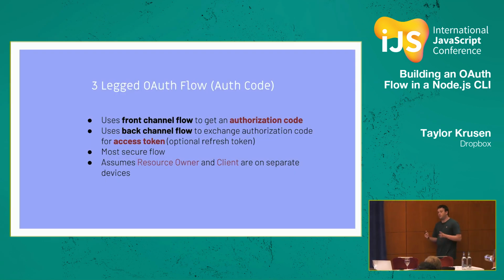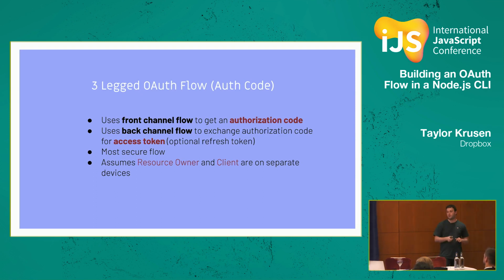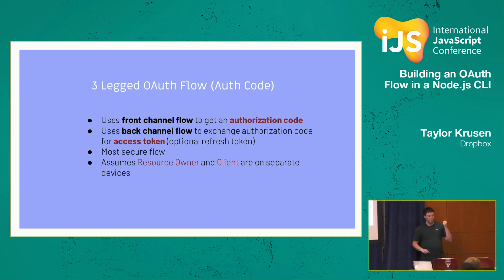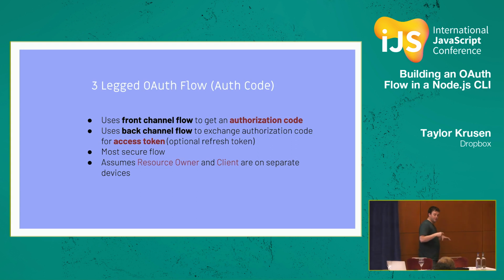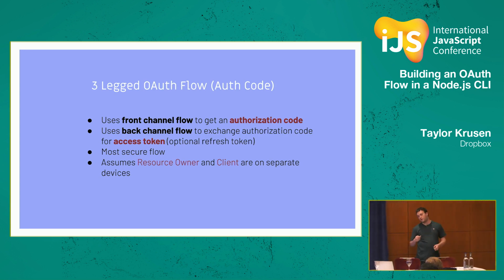So the three-legged OAuth flow uses the front channel to get an authorization code. And that is when your user says, I want to access this. Here's a consent form. Once they click authorize, that authorization code gets sent back to your server. Once it has that, then it kicks off a back channel flow where your authorization code is used to then obtain your access token. And that access token is what you're going to use to interact with that data. But as I mentioned earlier, this is the most secure flow, and it does assume that the resource owner and the client are on separate devices.